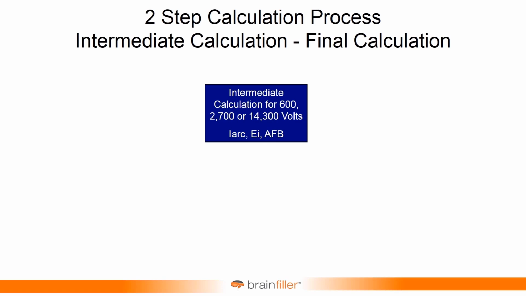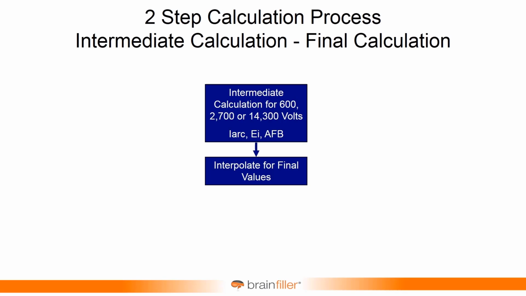And then for each one of these, you interpolate for your actual voltage. So as I mentioned earlier, let's say you use a 600 volt equation and you're calculating for a 480 volt system. Well, your initial calculations will be based on the 600 volt model, but then you interpolate and adjust this to the actual 480 volts.